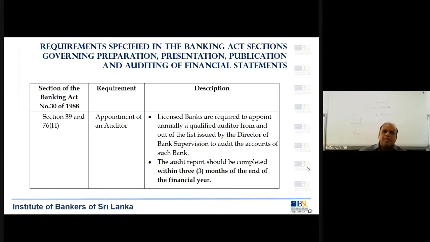They also say the audit report should be completed within 3 months of the end of the financial year. Earlier we were talking about when to publish the financial statements, but your audit has to be completed within 3 months from the end of your financial year. So if you are a 31st December bank, then by 31st March you have to complete it. If you are a 31st March bank, then by 30th June you have to complete this activity.